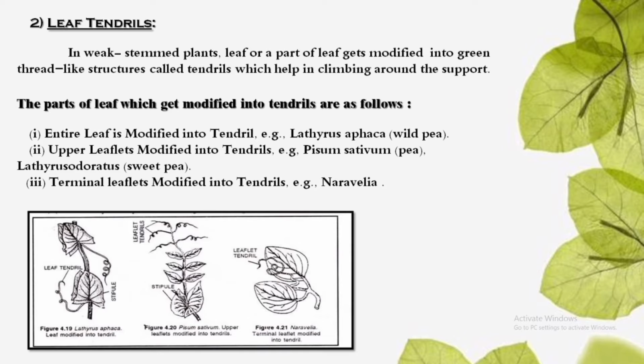Leaf tendrils. In weak-stemmed plants, leaf or a part of leaf gets modified into green thread-like structures called tendrils, which help in climbing around the support. The part of leaf which gets modified to tendrils can be in various ways. Examples are pea plant and wild pea.